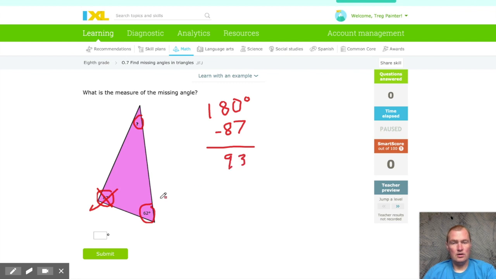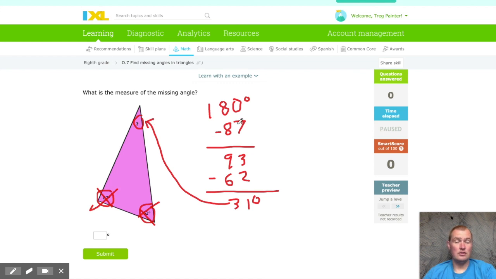So now we have 62 degrees that needs to go. I'm going to cross out the 62 degrees and subtract that from our 93. So 93 minus 62, this one's pretty straightforward. 3 minus 2 is 1, and 9 minus 6 is 3, which is 31 degrees. Because we have subtracted the other two angles from the triangle, 31 degrees is our remaining angle, and therefore is what's going inside the box. Pretty easy, right? Subtraction. So you just subtract out what you need.